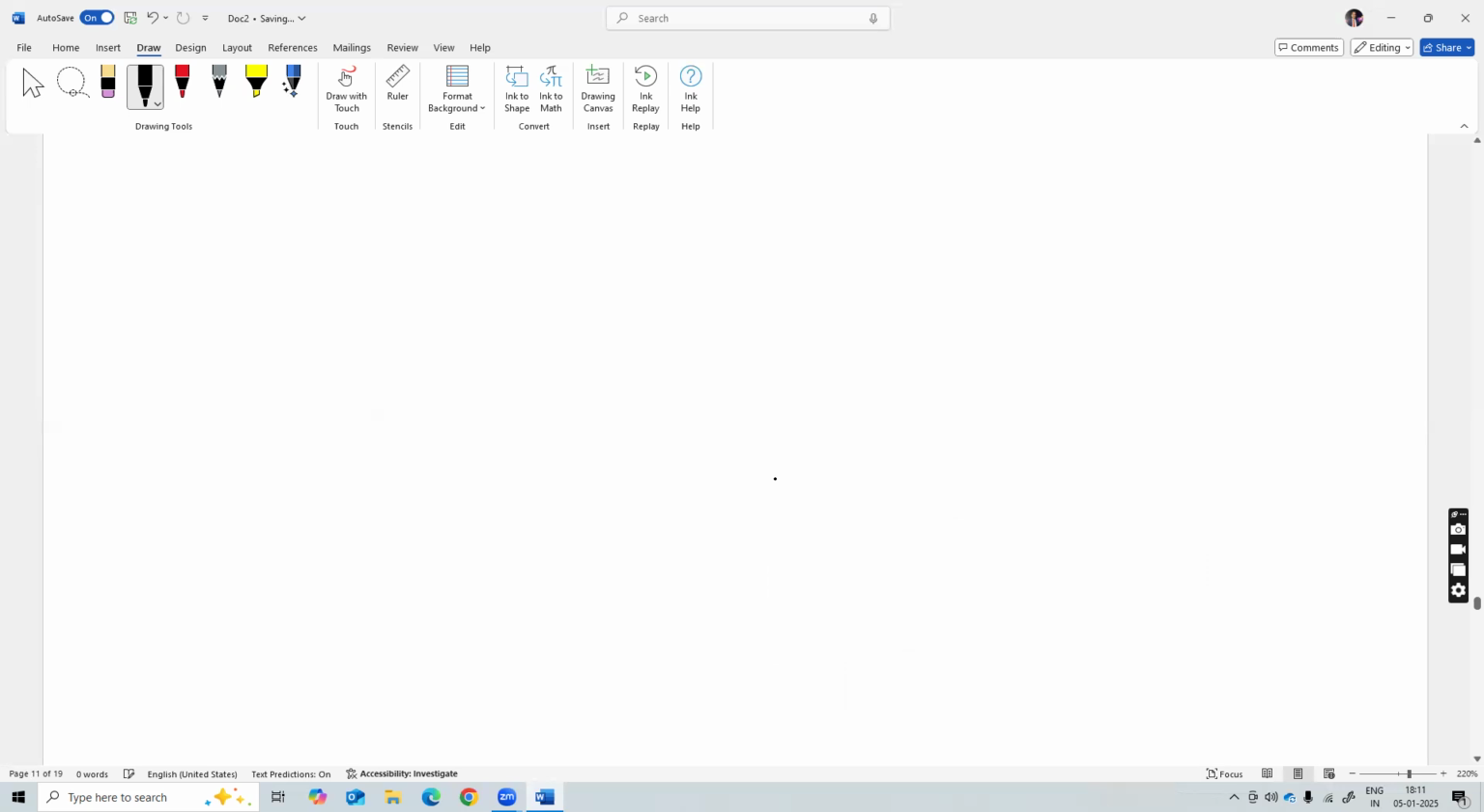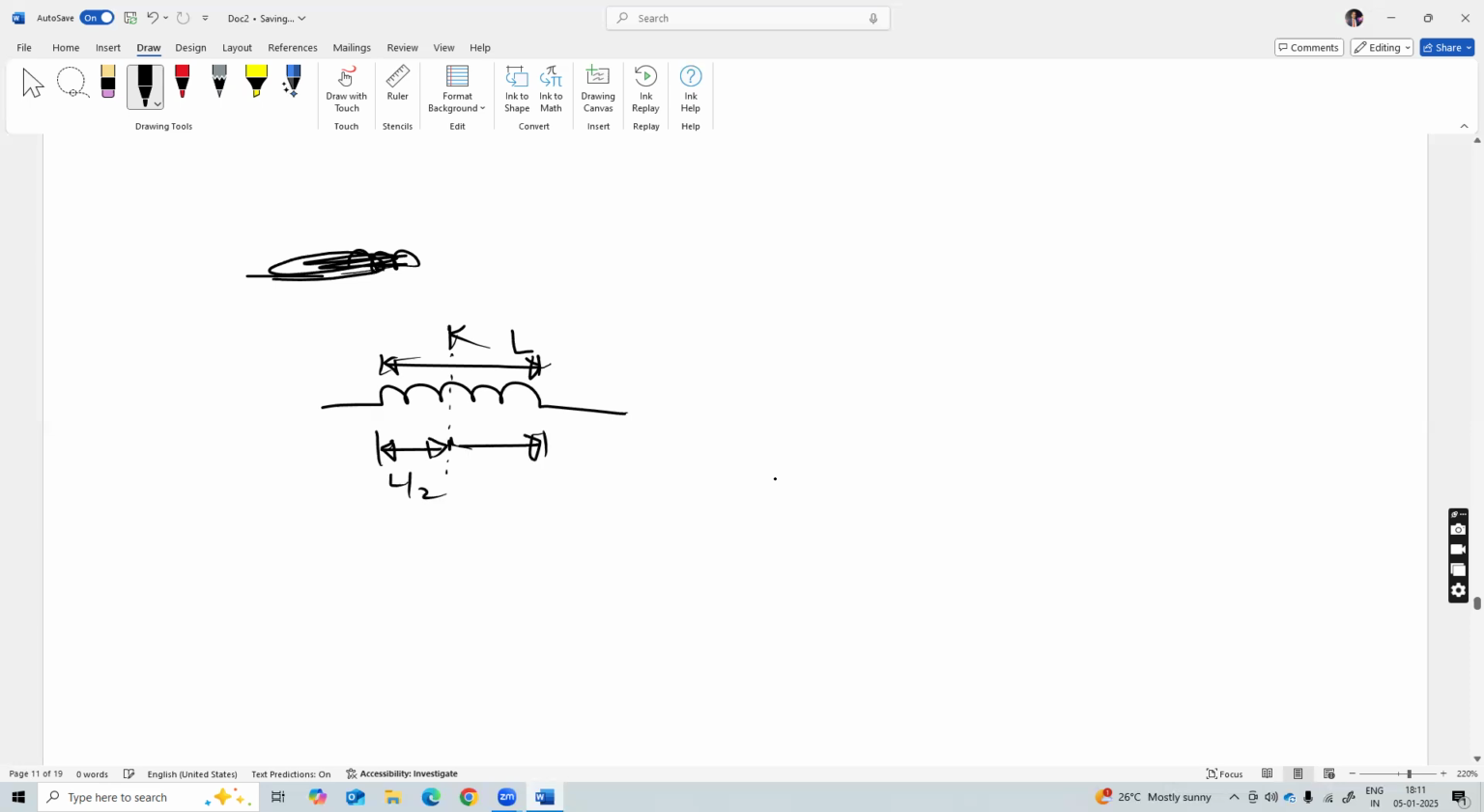Now let's say you have a spring of stiffness k. If you cut it equally, so let's say the initial length was L, and you are cutting this spring equally into L by 2 and L by 2, then the stiffness of this half spring will become 2k.